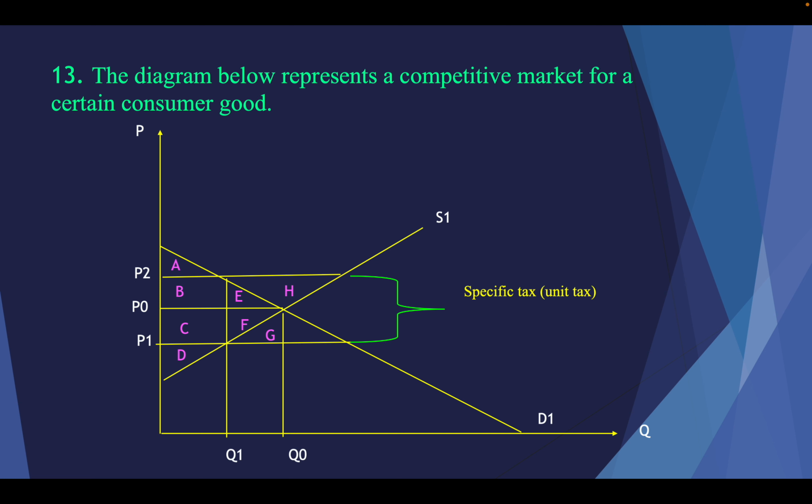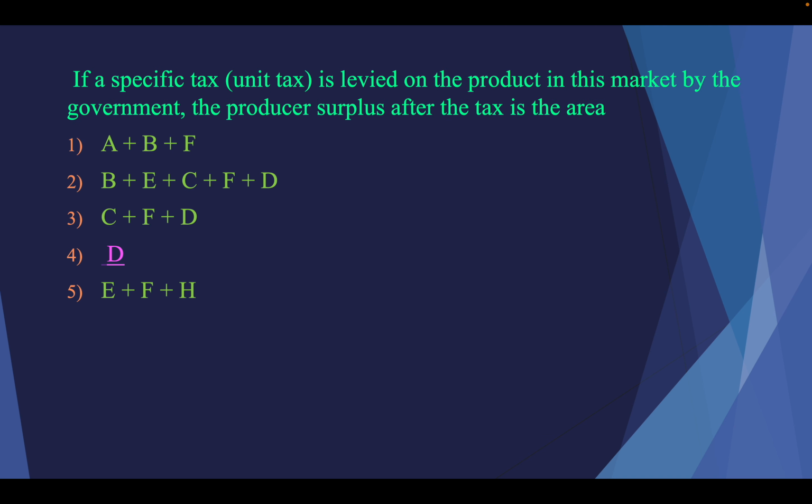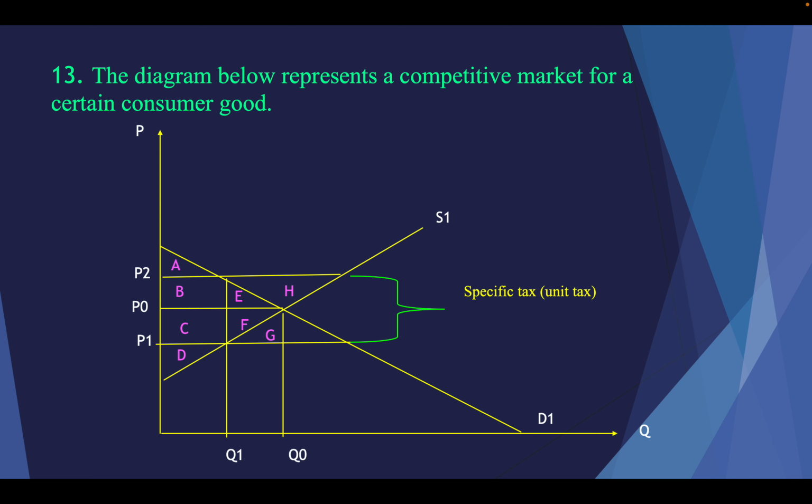Then 13th question. The diagram below represents a competitive market for a certain consumer good. Okay, this is the diagram. Then, if a specific tax, a unit tax, is levied on the product in this market by the government, the producer surplus after the tax is the area. First of all, we'll go for this diagram and we'll find out what the consumer surplus and also the producer surplus are.